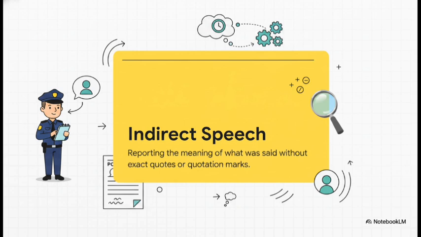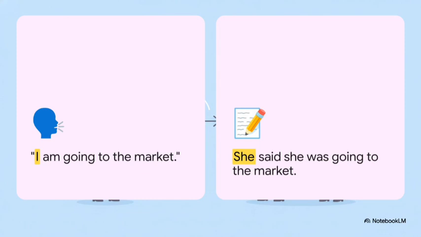Instead, you're adjusting the grammar, the pronouns, the tenses, to fit your own perspective as the narrator, which usually means placing the event in the past. Let's compare the two. Imagine someone directly stating, "I am going to the market." The quote marks anchor us right to that original speaker. But when we switch to reported speech, we'd say, "She said that she was going to the market."